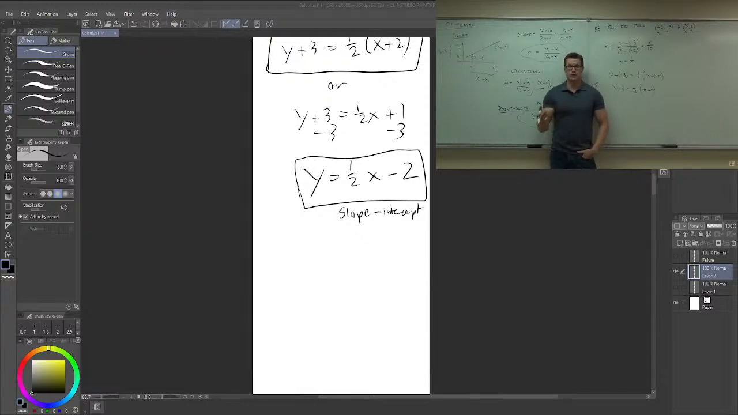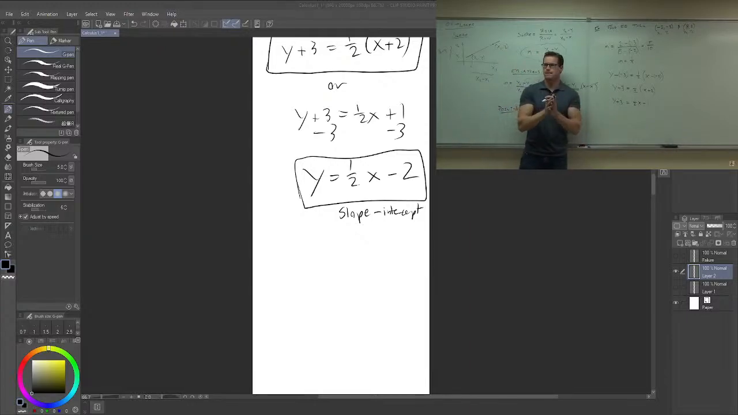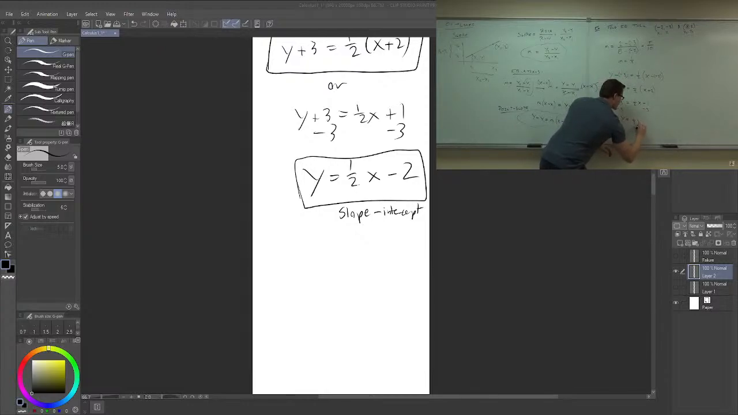Yeah. What would you do? Sure, we want to get rid of those parentheses, we'll distribute that. If we distribute the right side, I'm still going to have this y plus 3, but I'm going to get 1/2 x plus what? 1. Good. 1/2 times 2, that's going to give us 1. And lastly, last step is what? Yeah, if I do that, I'm going to get y equals 1/2 x.